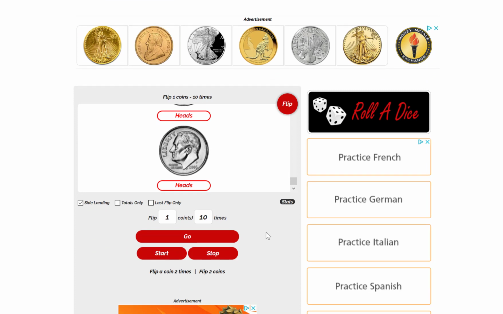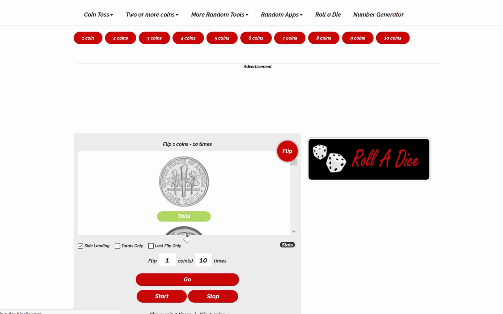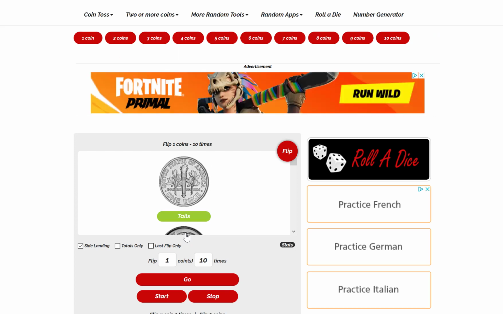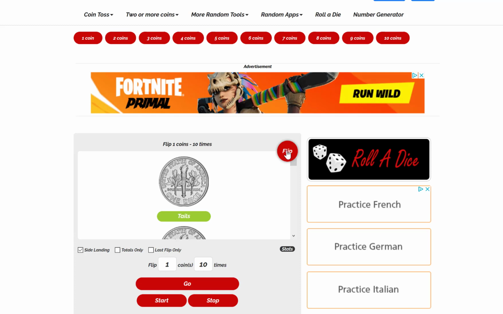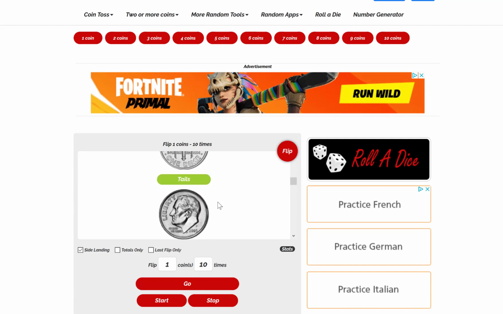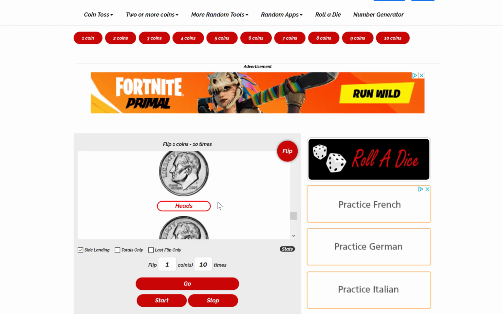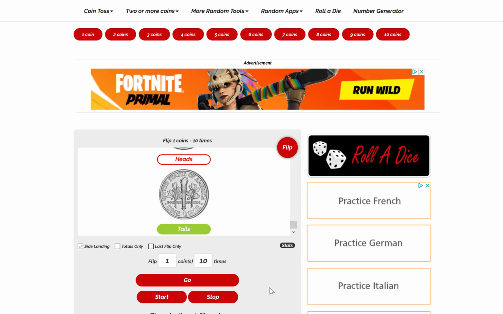Now, I believe you may want to come down here and actually do your flip just to make sure that it's turning, because I think if you hit this right here, it just flips the heads to tails. So I don't think you want to use this. I think you actually want to use this go button down here. So hit the go button, and then you would just count your heads, and whatever the complement of that would be, the other ones would be the tails.